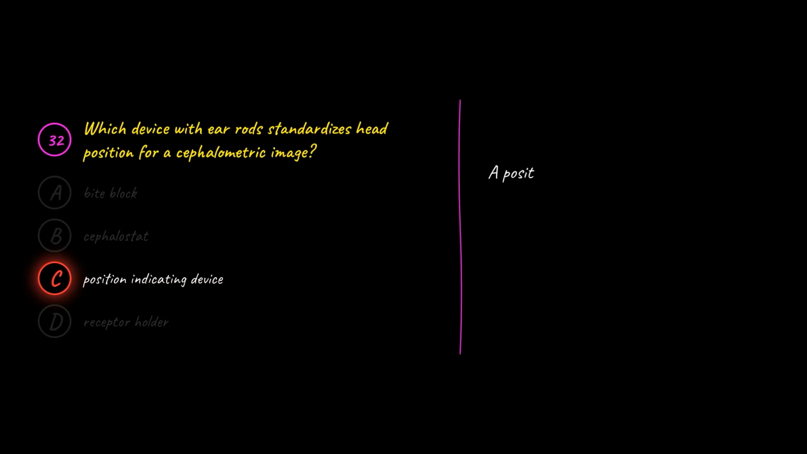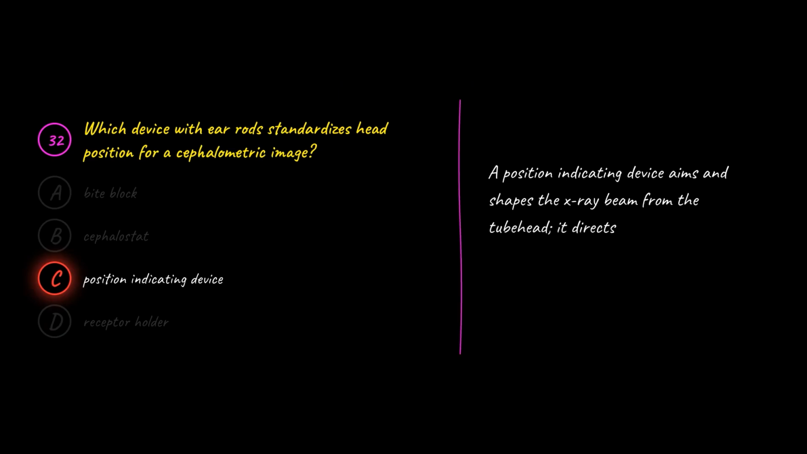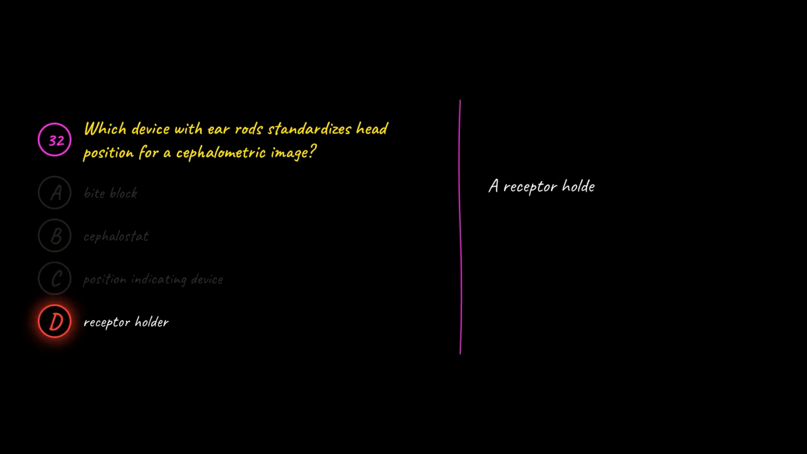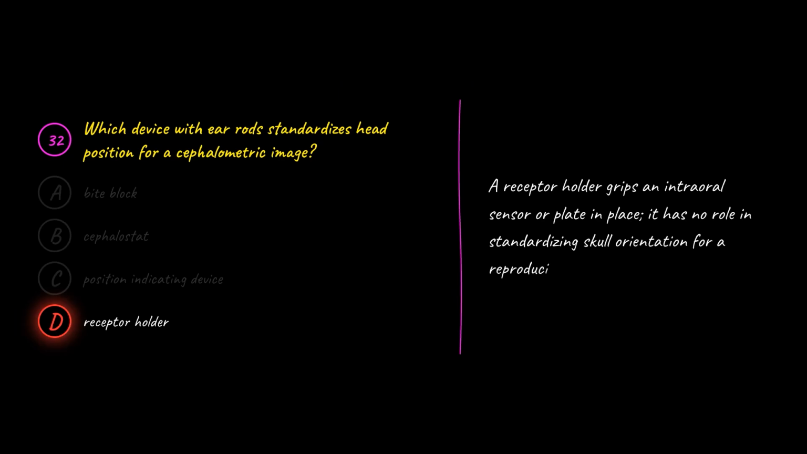C is wrong because a position indicating device aims and shapes the X-ray beam from the tube head. It directs radiation rather than holding the patient's head in a fixed cephalometric pose. D is wrong because a receptor holder grips an intraoral sensor or plate in place. It has no role in standardizing skull orientation for a reproducible cephalometric measurement.